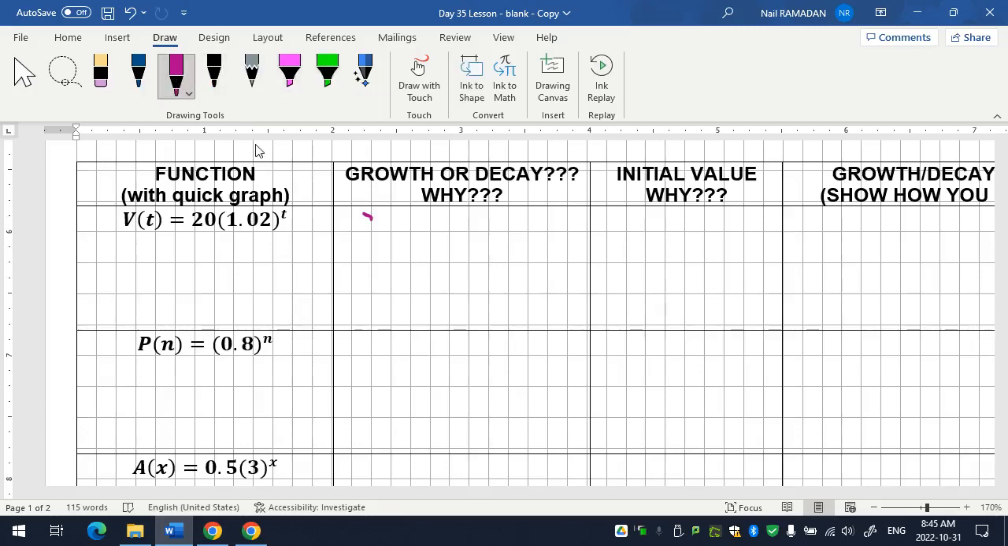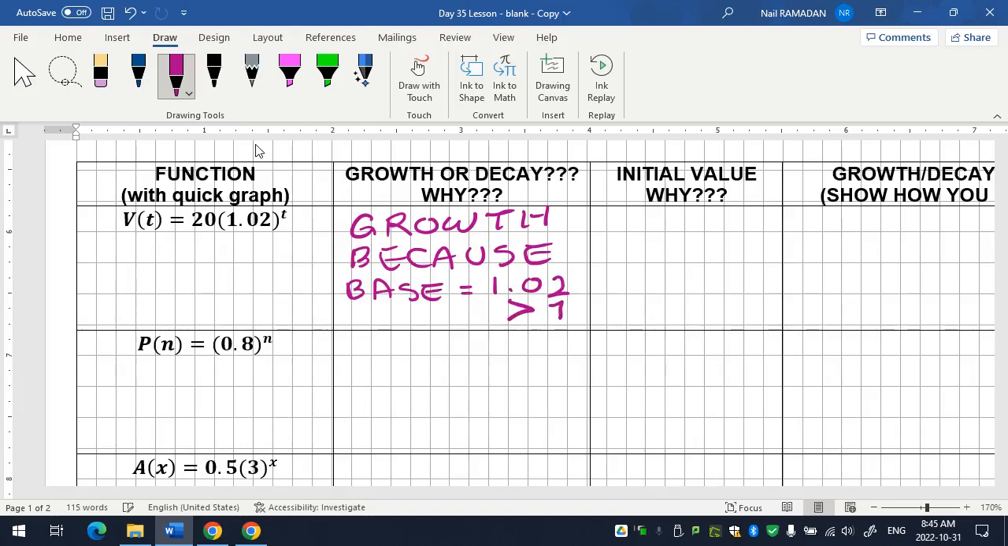Growth. Because base equals how much? 1.02, which is bigger than? Bigger than what? Bigger than 1. Okay. That's the first part of the question.